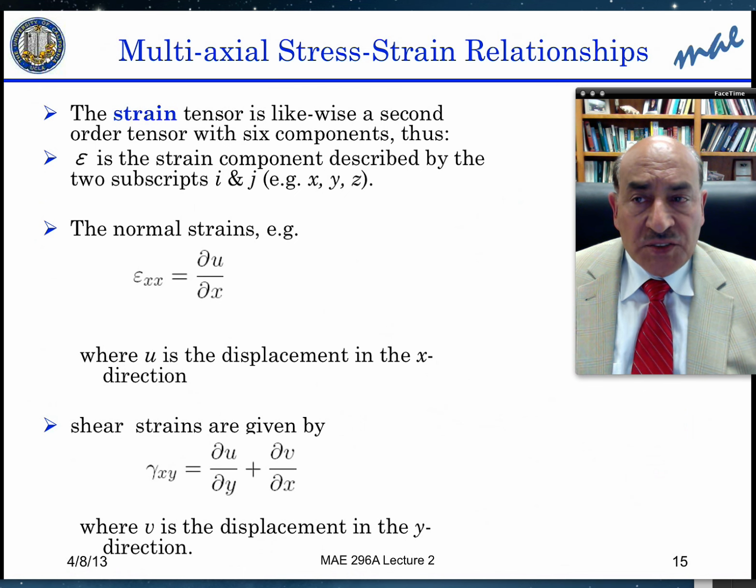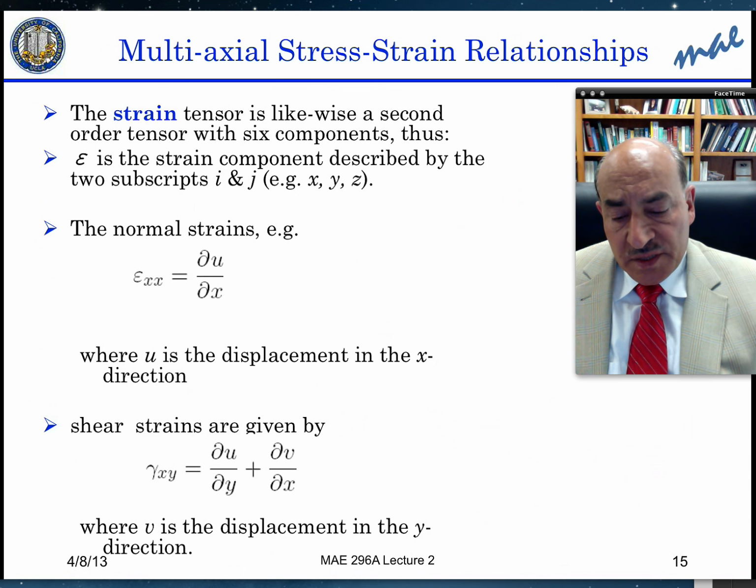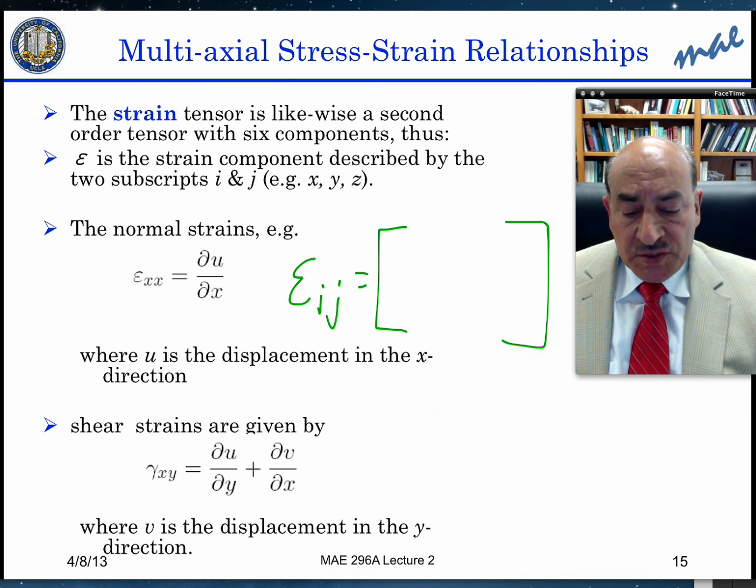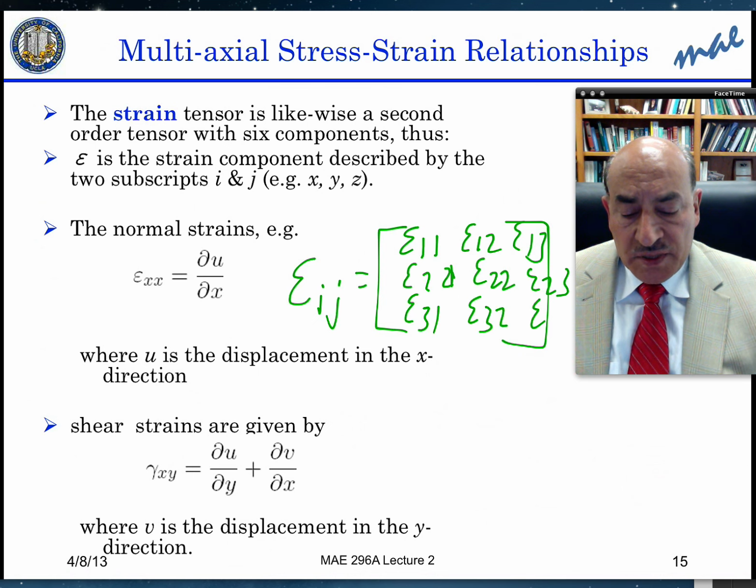The strain is also what we call a tensor, and a tensor is like a matrix. It's a 3x3 matrix, but it is a symmetric matrix. Therefore, three components are equal to the off-diagonal components, and the strain can be represented like this, epsilon ij. You have it represented as a matrix: epsilon 1,1, epsilon 1,2, epsilon 1,3, then epsilon 2,1, epsilon 2,2, epsilon 2,3, and then epsilon 3,1, epsilon 3,2, epsilon 3,3.